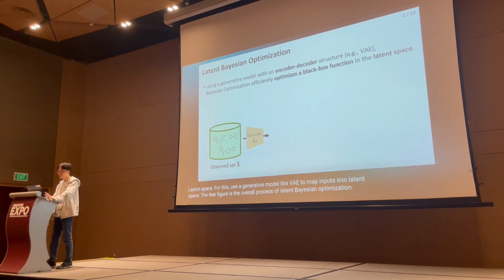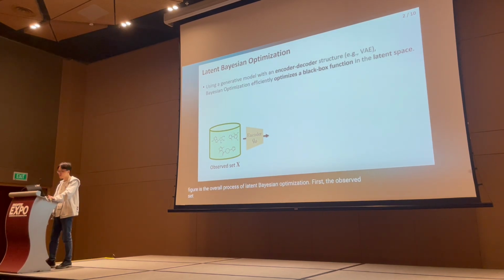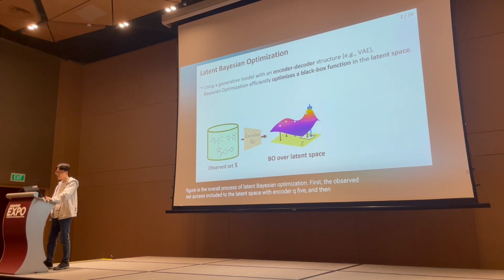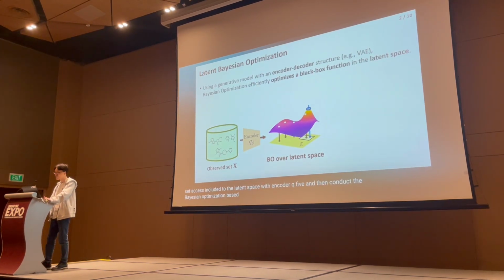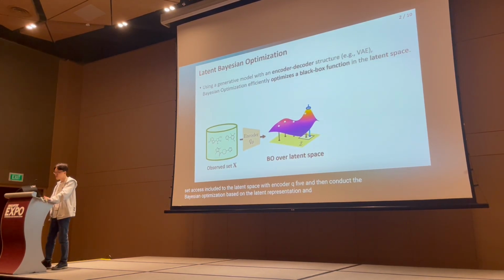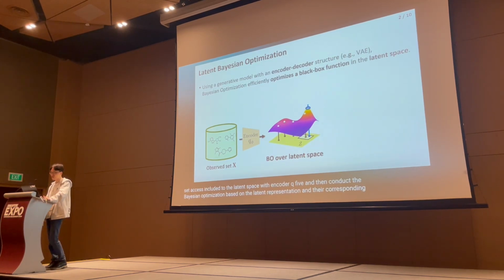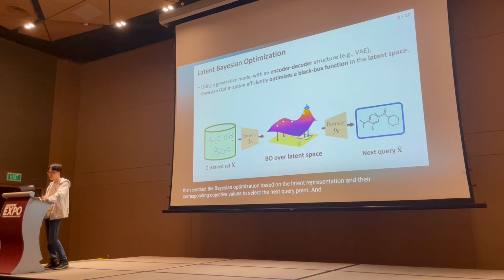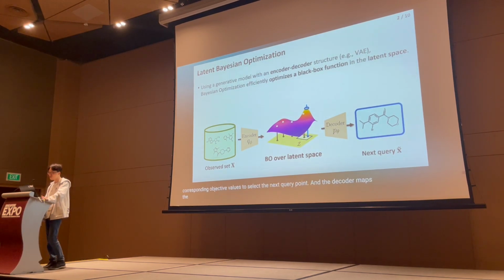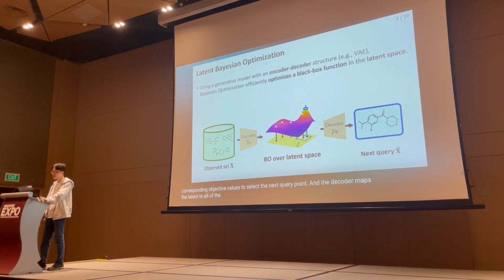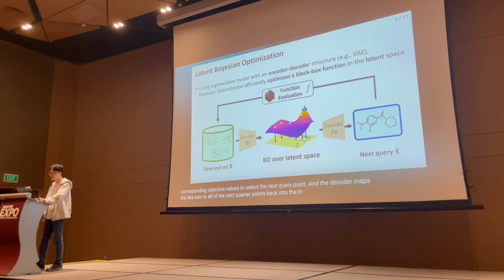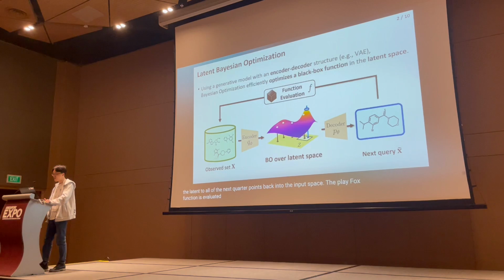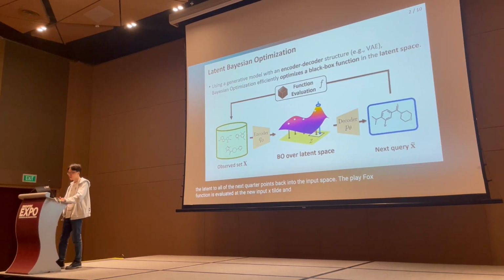First, the observed set X is encoded to the latent space with the encoder q_phi, and then we conduct Bayesian optimization based on the latent representations and their corresponding objective values to select the next query point. And the decoder maps the latent next query point back into the input space. The black box function is evaluated at the new input x tilde, and we update the data.